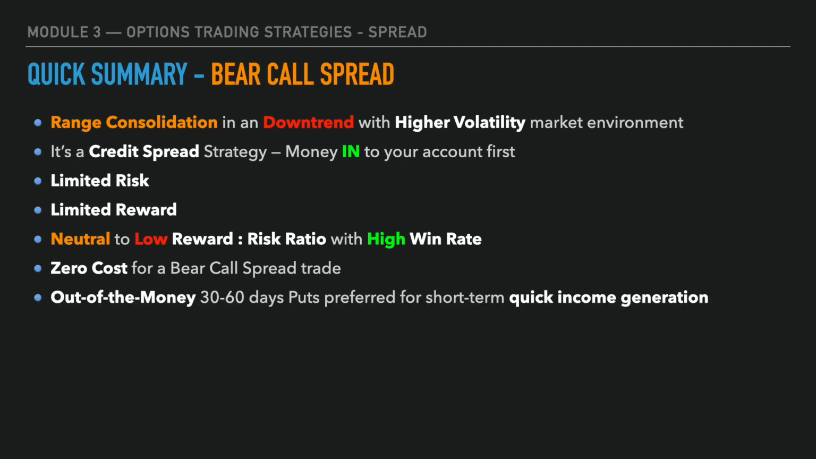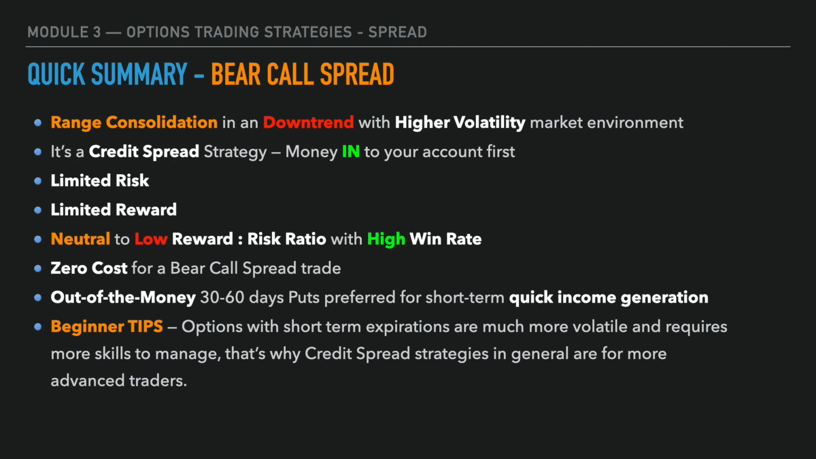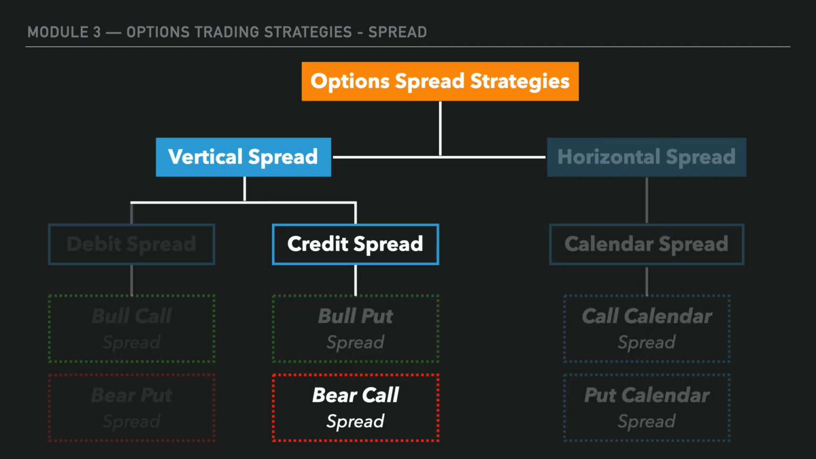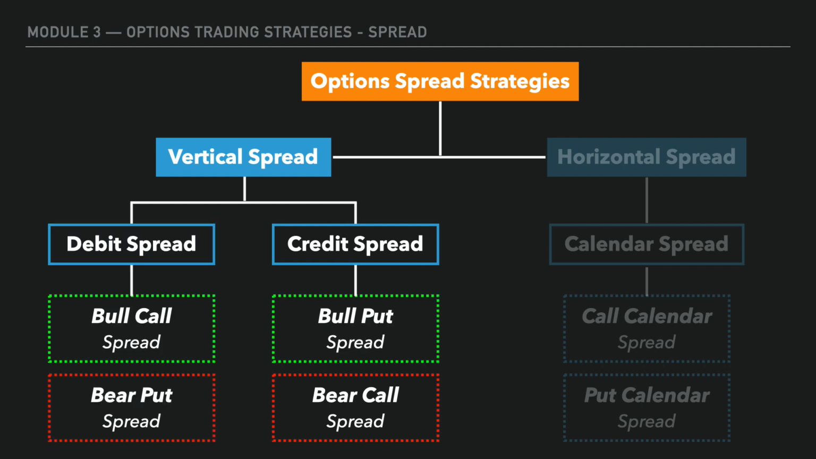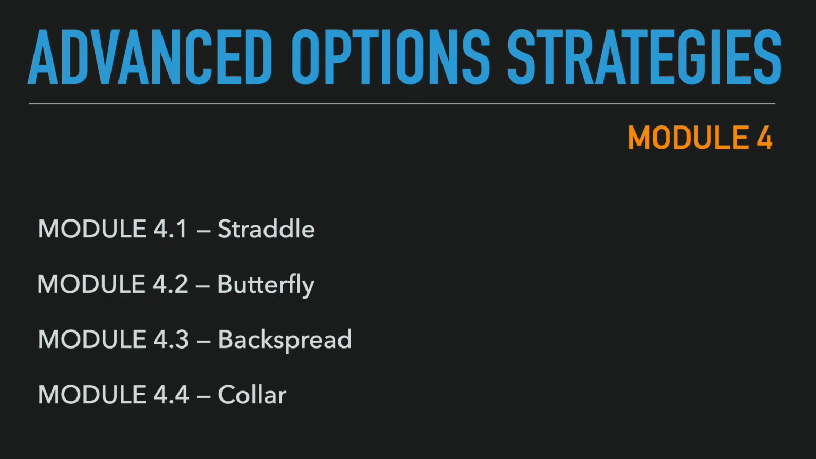And out-of-the-money call options with less than 60 days are highly preferred for the bear call spread trades. And for the beginner tips, this part is exactly the same as the bull-put spread, so I will not repeat it all over again. You can go back to sub-module 3.3 for more details on this part if you want. Alright, that will be the end of this module 3.4 on the bear call spread. And that means we have completed the entire module 3 on the option spread strategies. In the coming next 4 tutorial videos, we will move on to module 4 and share with you guys the top 4 advanced option trading strategies that every beginner should know.